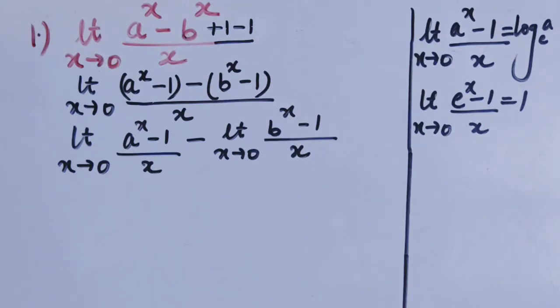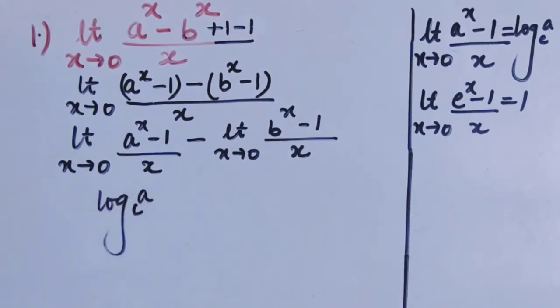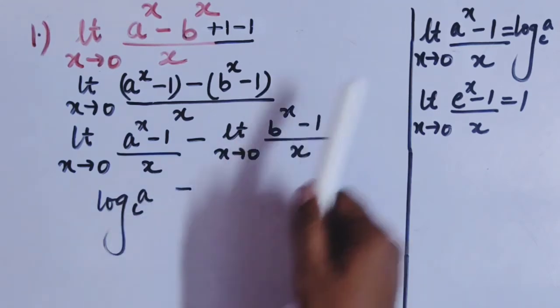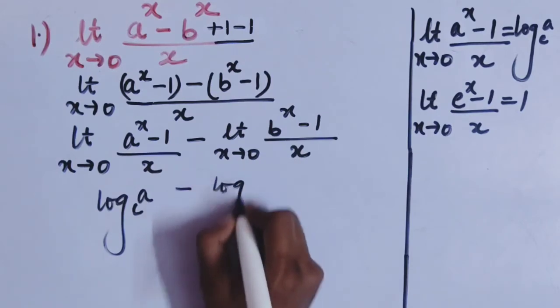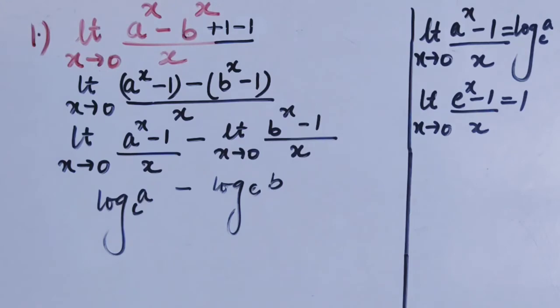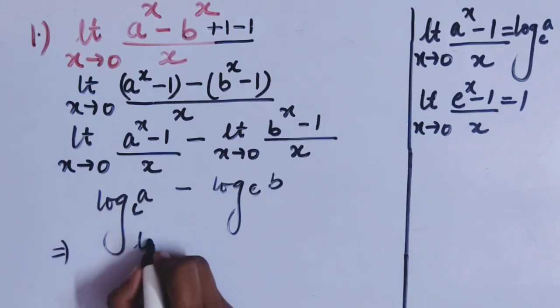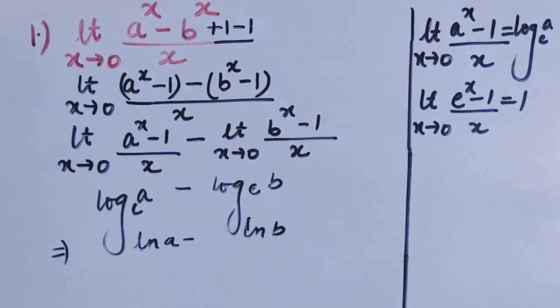Now, what will happen if I use directly this standard exponential limit over here? What will I get? I will get log a to the base e, minus, in exactly the same manner, if I use the standard limit over here, what will I get? Log b to the base e. So finally what am I going to get over here? I am going to get ln a minus ln b. So I hope this question will be clear to all.